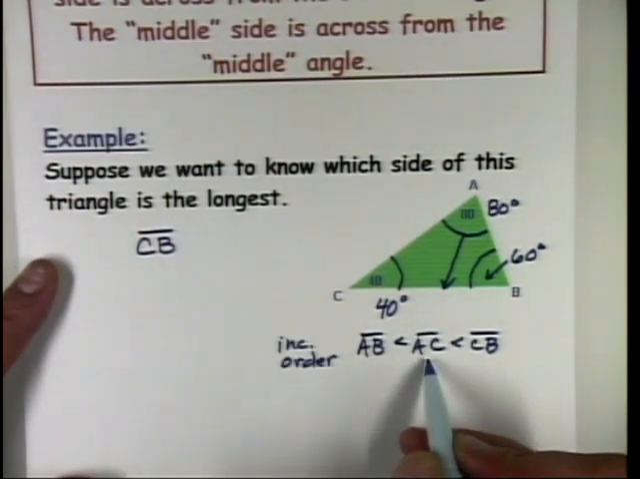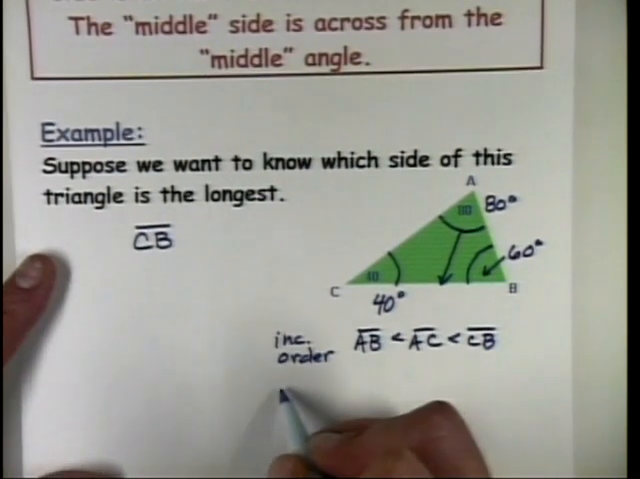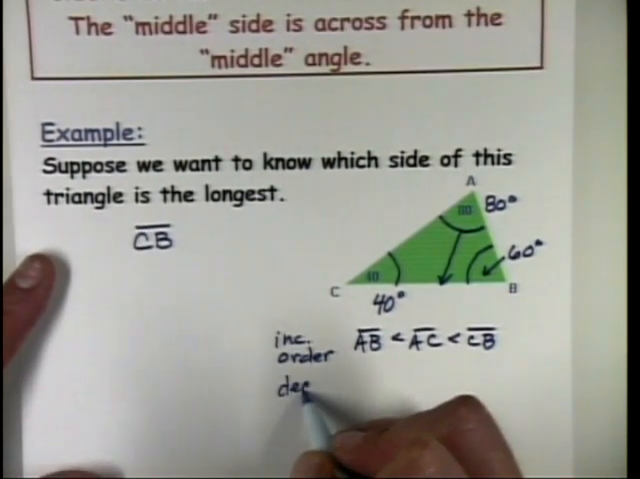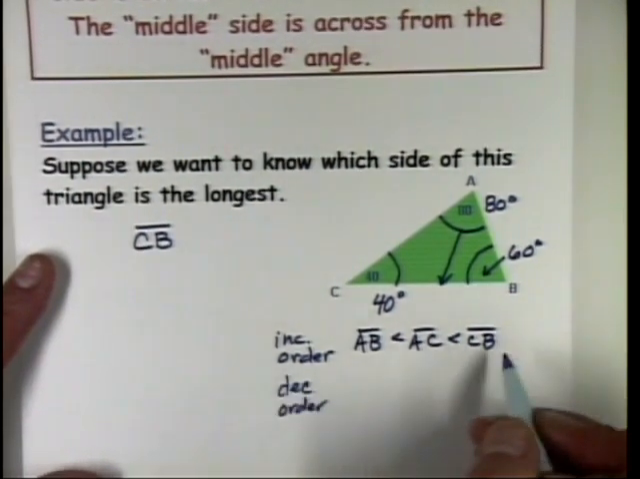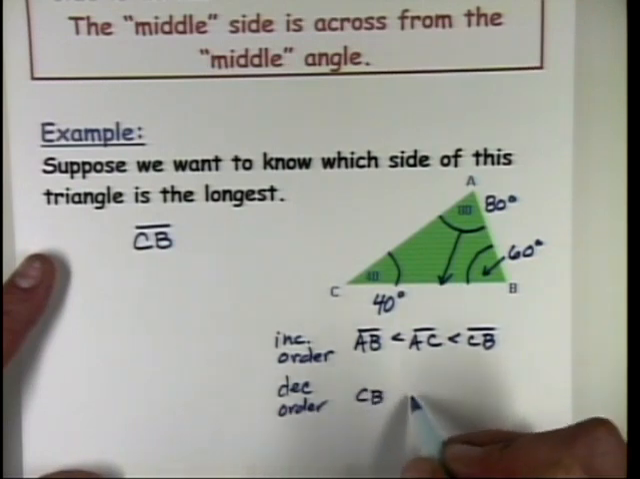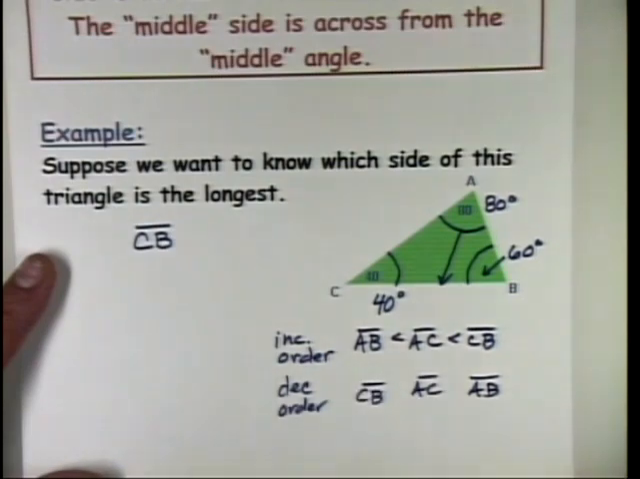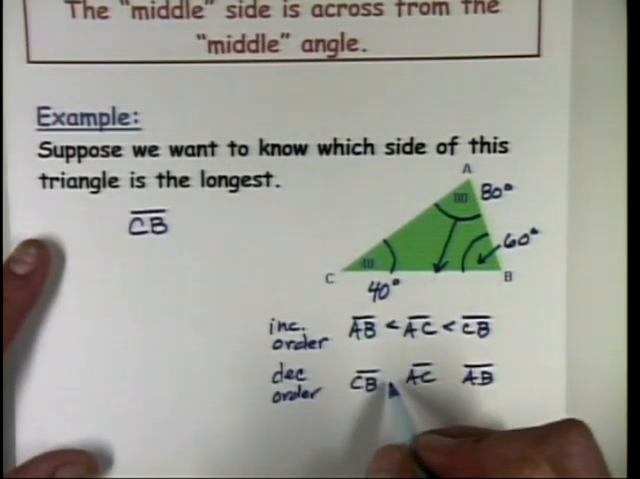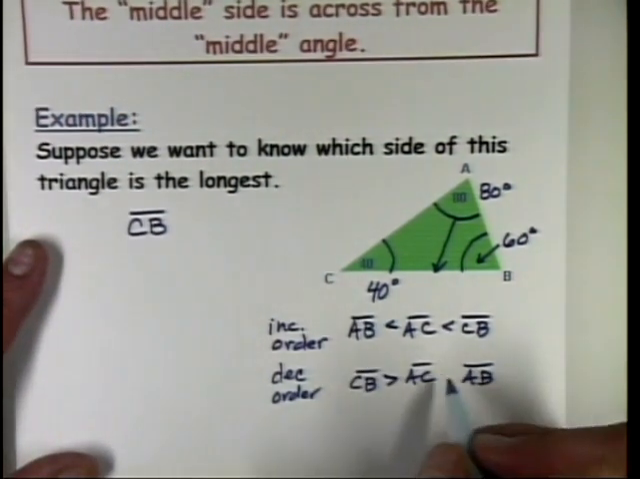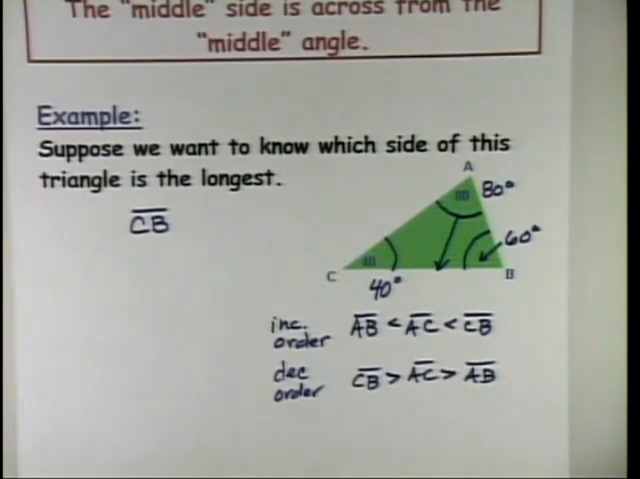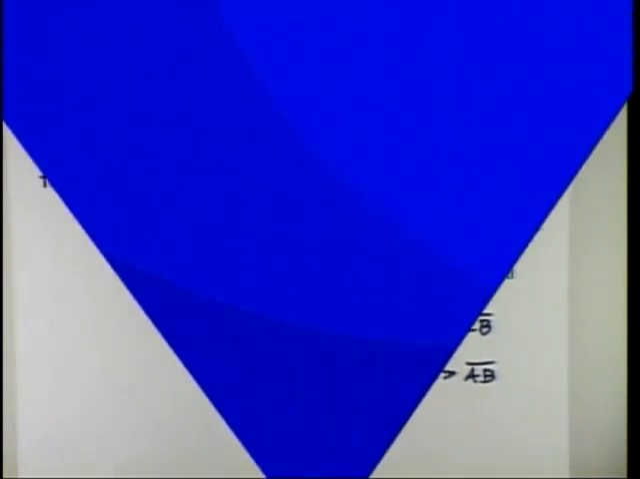It's less than AC, which is less than CB. If we wanted to do it in decreasing order, we would have to start with the largest side, which would be CB. AC is still the middle, and AB with our segments over the top. And now we'd have to flip the inequalities. CB would be the largest side, which is greater than AC, which is greater than AB. So using inequalities is a nice way to list things in increasing order.